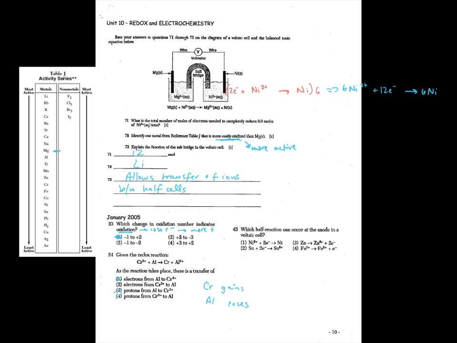Number 45, which half reaction can occur at the anode in the voltaic cell? So this you have to know as oxidation because of the phrase I taught you guys, anox. At the anode, oxidation occurs. So let's cross off 1 and 2 because they show the electrons being gained on the left side. So we're looking for electrons being lost on the right side. And we need to see which of these has it down properly. And so we're going to go with choice 3.